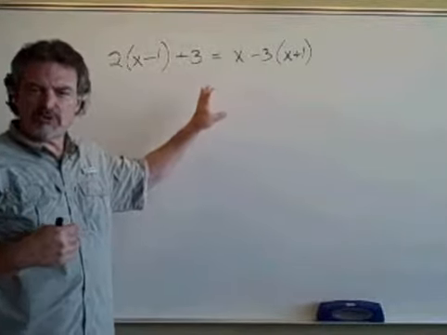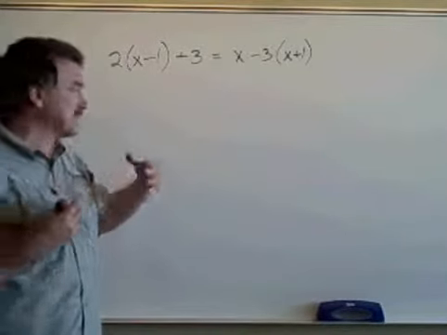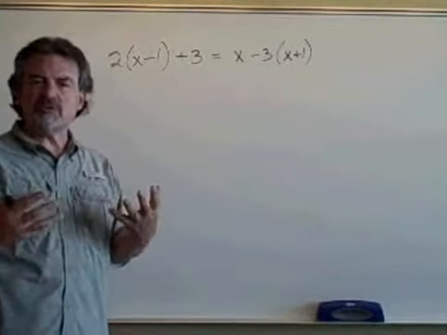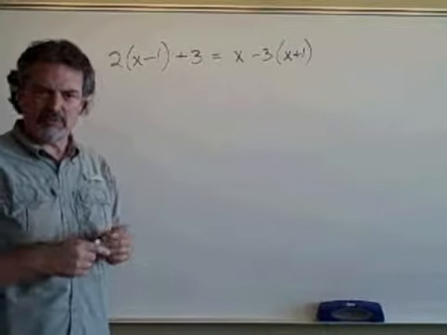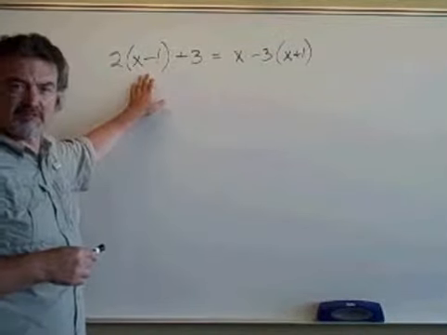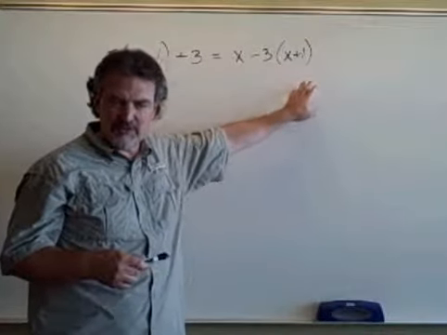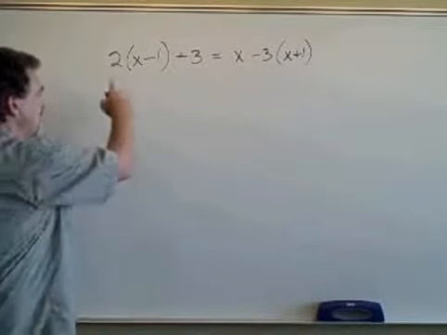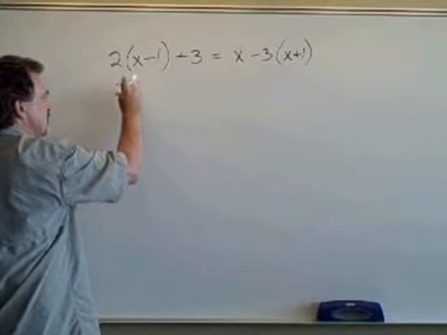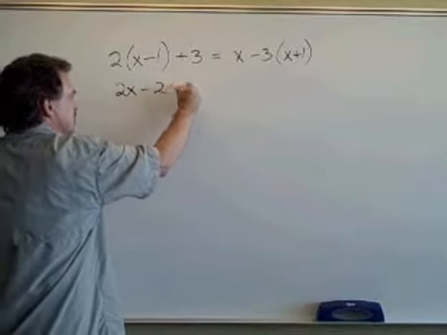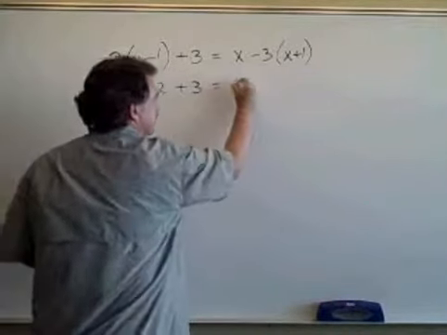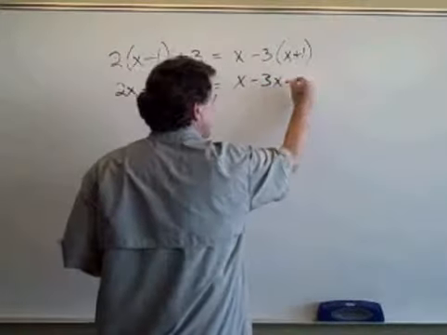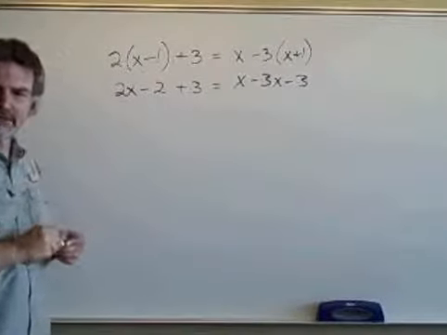Basically, the procedure we want to follow starts by examining the equation to see if we have any parentheses. If we do, we want to use our distributive property to remove those parentheses. So here we have a set of parentheses. Here we have a set of parentheses. So we're going to distribute the multiplication so as to remove the parentheses. 2 times x will give us 2x. 2 times minus 1 is minus 2. Minus 3 times x is minus 3x. Minus 3 times plus 1 is minus 3.